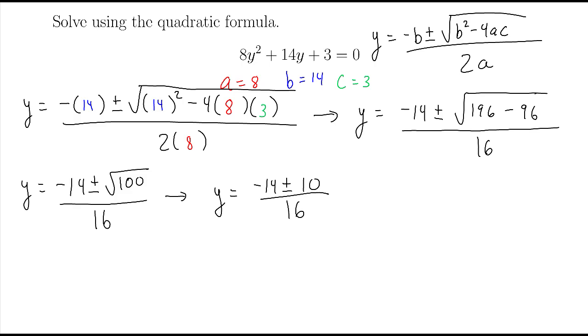Okay, so in these types of problems, if the square root gets eliminated completely, in other words, the square root of 100 is 10, there's no square root left. Now you have negative 14 and this 10, and these are like terms. You can add those together or subtract them, right? So we're going to split this up. This is saying now that y is negative 14 plus 10 over 16, and y is negative 14 minus 10 over 16.